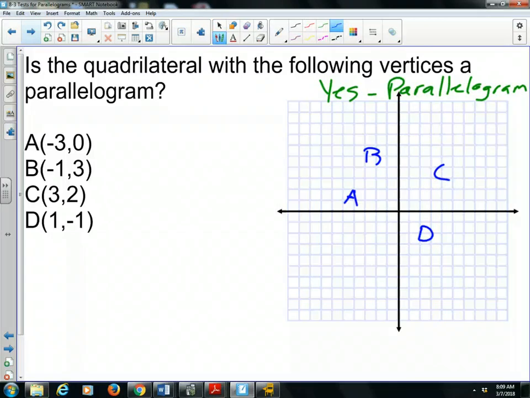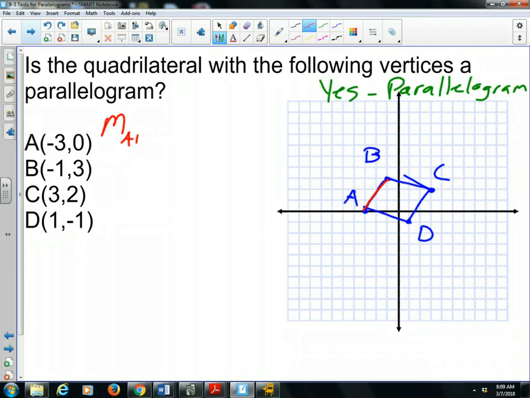So left 3, 0, there's A. B is left 1 up 3. C is right 3 up 2. And D is right 1 down 1. Let's find the slope from, that doesn't look right, does it? Left 3, left 1, up 1, 2, 3. There we are. Okay. So we're going to find the slope from A to B right here.